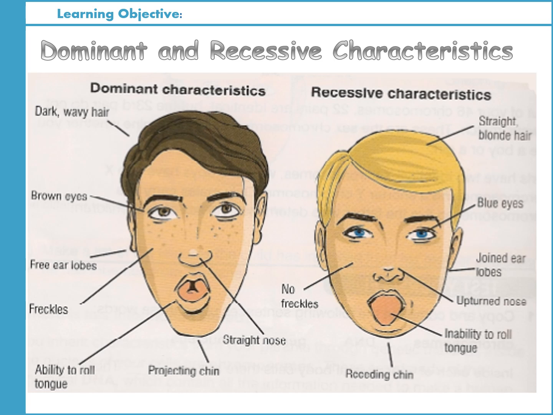Tongue rolling is quite a good one. So ability or inability to roll your tongue is inherited from your parents. And if you cannot roll your tongue, that means you have inherited the same gene from both of your parents, preventing you from being able to do that.